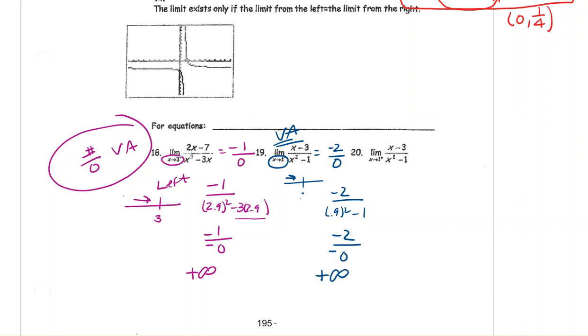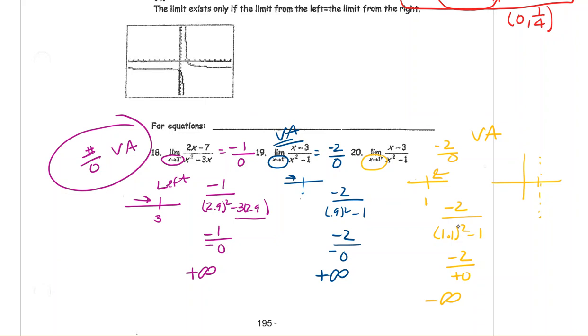Why don't you pause the video and try that very last one? Okay, there you have it. So you plug in that 1, you get -2/0. It says 1 from the right, so I'm just checking on the right side of that vertical asymptote. So I've got a vertical asymptote here at 1. I'm just checking what happens as I come in from the right.